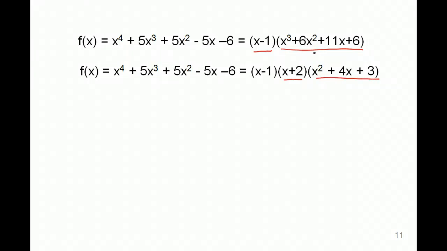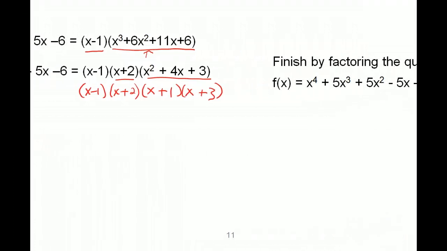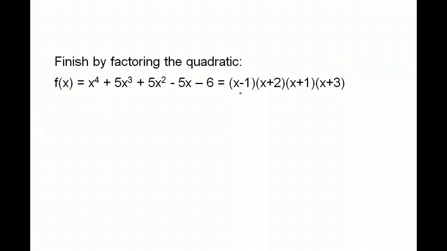So now I took these two and substituted in, and I'm looking at x minus 1 times x plus 2 times this. So x minus 1 is done, x plus 2 is done, and this I can do with backwards FOIL. Now if I couldn't use backwards FOIL, I'd use the quadratic formula, but I can see that this one factors to x plus 1, x plus 3. So I've factored this polynomial and I got 4 linear terms.